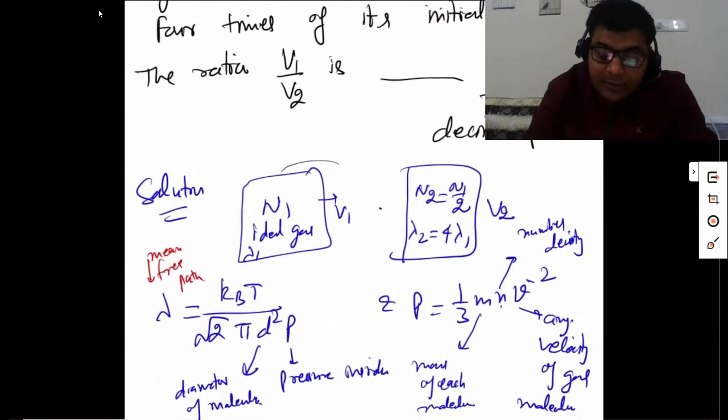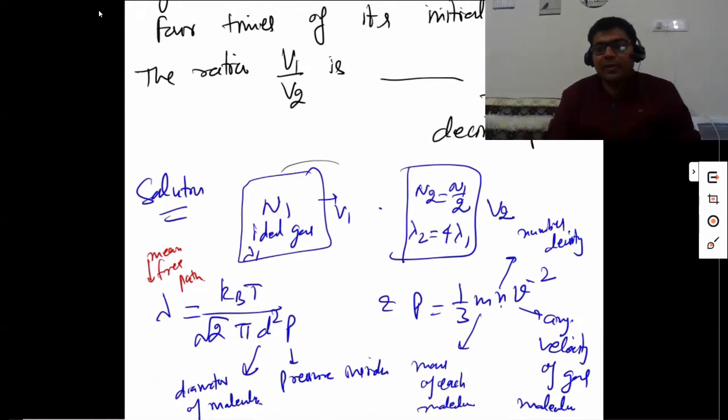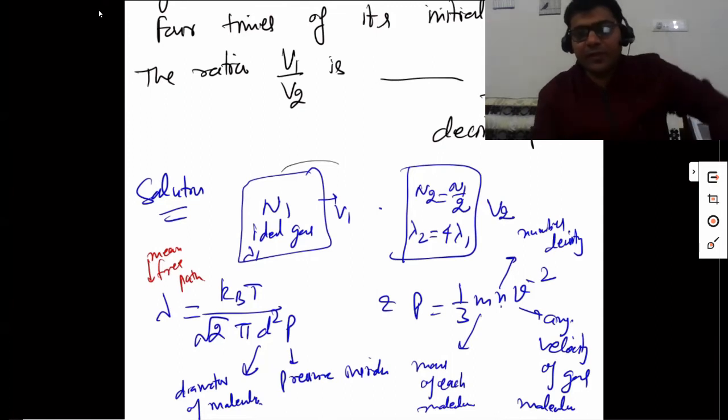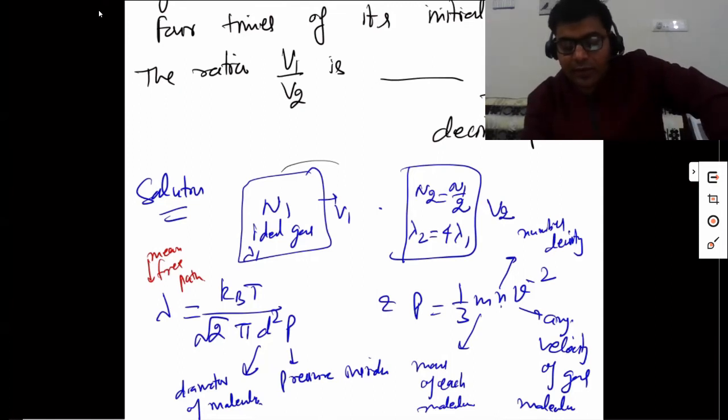All right, so we know that the mean free path formula is kT by root 2 pi d square P, where T is the temperature, k is the Boltzmann constant, P is the pressure on the wall of the container, and d is the diameter of the molecule. And P is given by 1 by 3 m n v bar square, where v bar is the average velocity of the gas molecule, n is the number density of the gas molecules, and m is the mass of each molecule. This formula is derived, if you remember, with the help of the kinetic theory of gases.